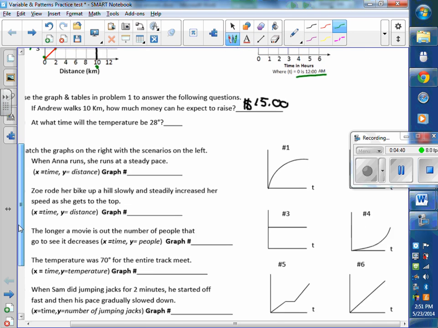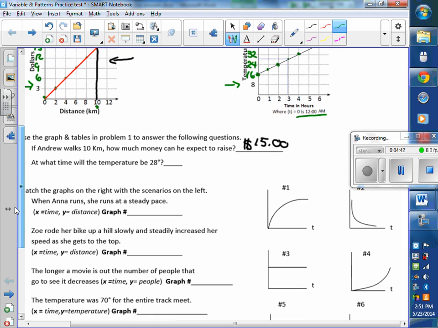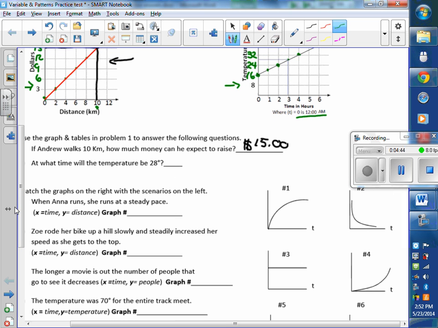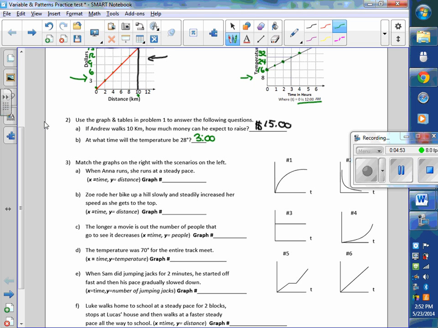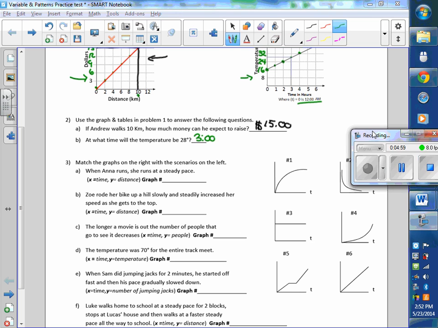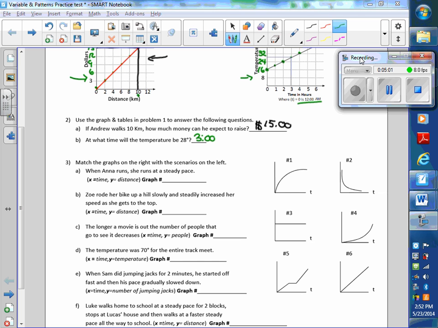Okay, on this one, okay, we did yesterday? No. Okay, well, the correct answers, let's just go through the answers. You should have graph 6 here.